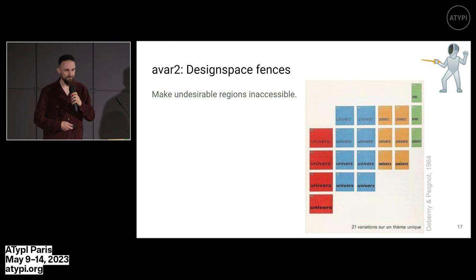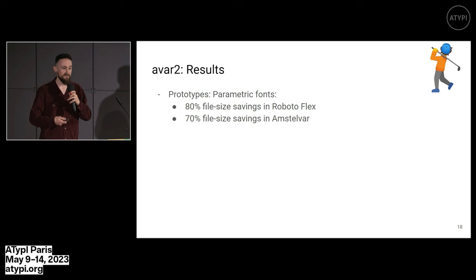The fencing idea is not new. There's this very famous diagram of the Univers family. And you can see that there are areas of that grid that are empty. So that's really what the fencing means, to make those undesirable areas not accessible. And in prototyping this, we're seeing some remarkable file size savings. So in those parametric axes examples, where you have a lot of axes that do one thing, and they all get combined to create those different weights and widths and so on, we see that the data to make those weights and widths is not there, and thus you see a very large file size saving.